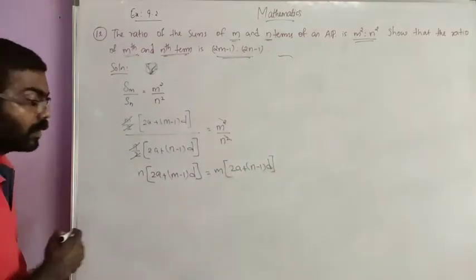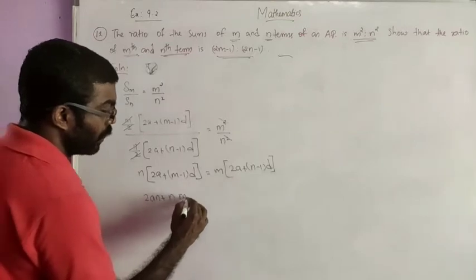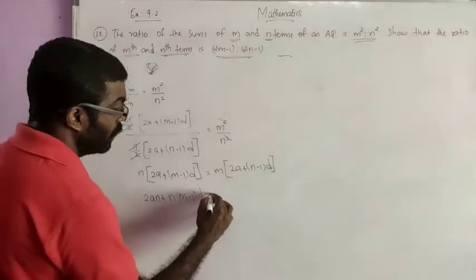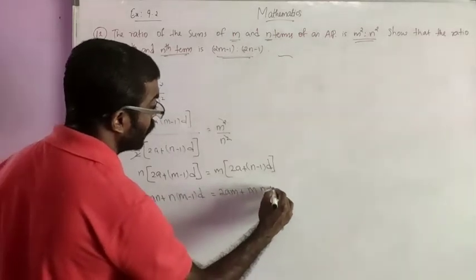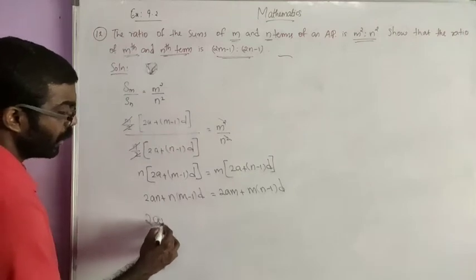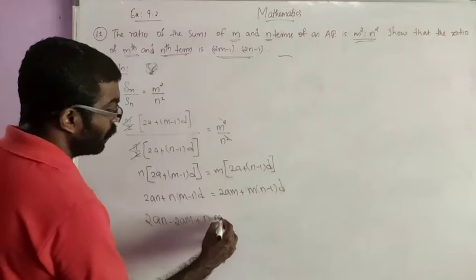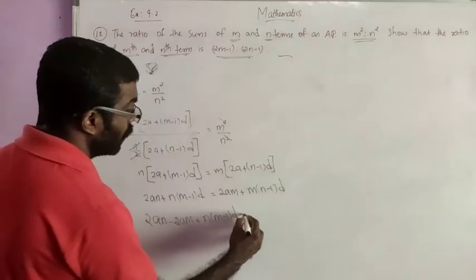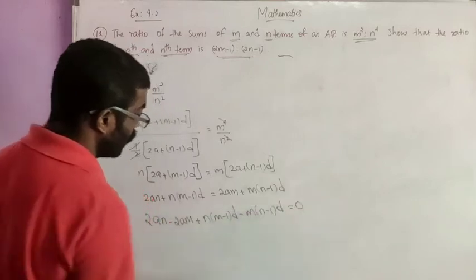Here we can multiply and remove the bracket: 2an plus n into m minus 1 into d, which is equal to 2am plus m into n minus 1 into d. Now we can rearrange the terms: 2an minus 2am, then plus n into m minus 1 into d minus m into n minus 1 into d, which is equal to 0.